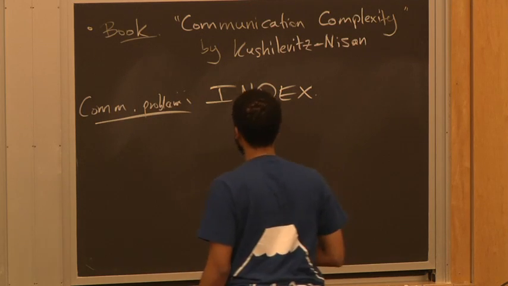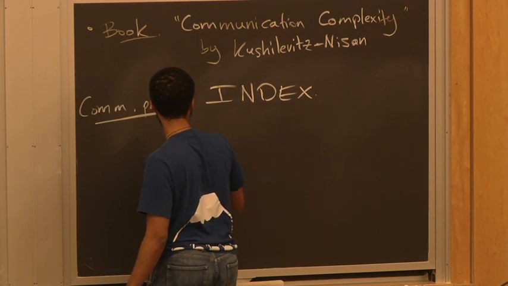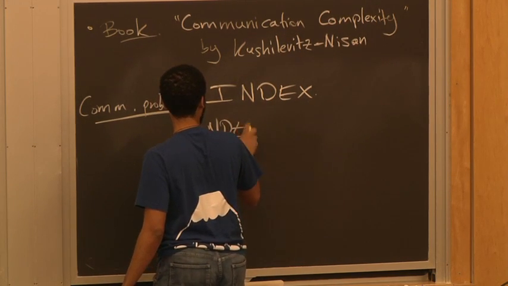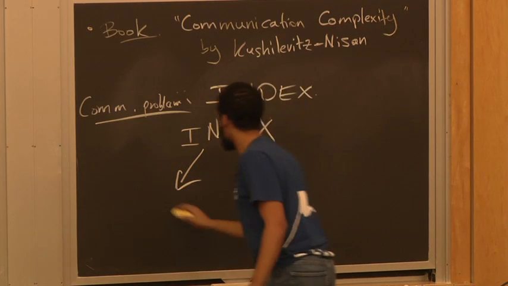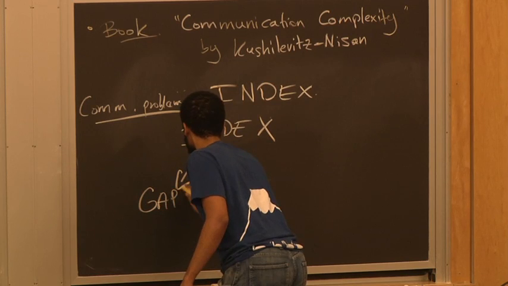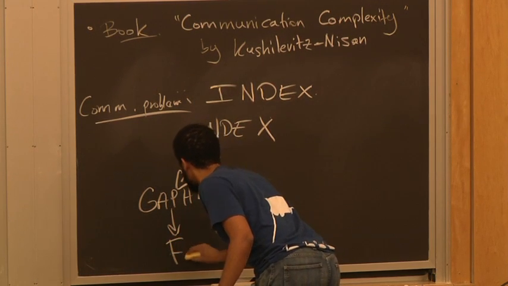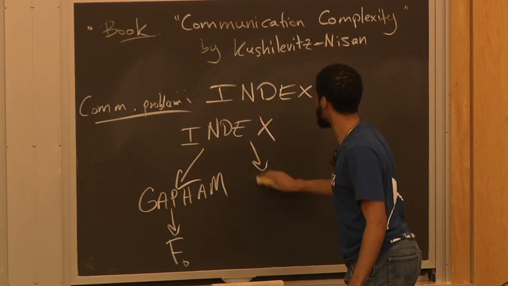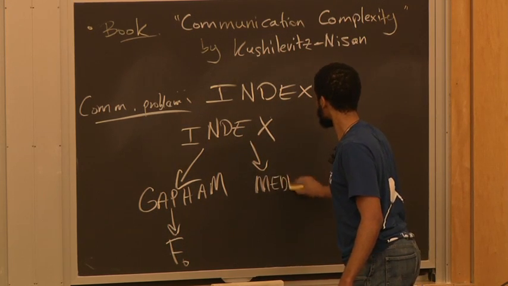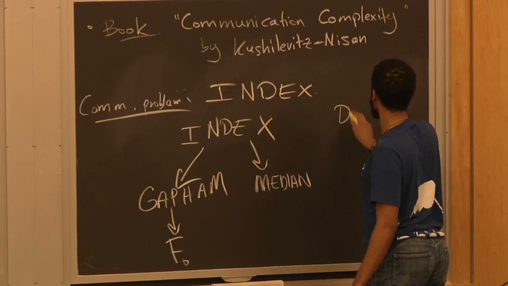Let me now show you the map. So first of all, we're going to show that index reduces to something called gap hamming. I'm just giving you a map of where we're going. And then gap hamming is going to reduce to F0. And we're also going to show that index reduces to median. And we're also going to define another thing called disjointness.